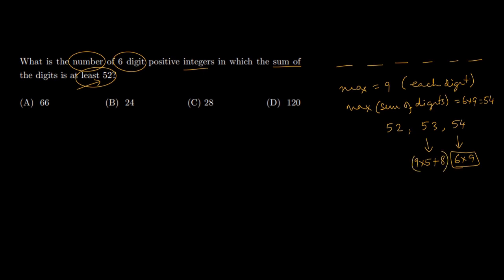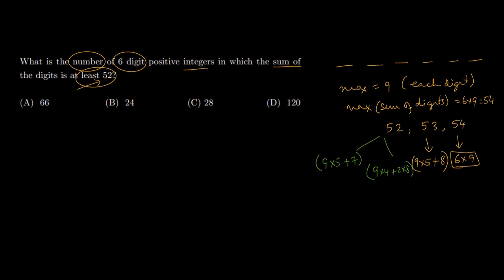9 into 5 is 45 plus 1 8. This is the only combination which gives you 53. What about 52? 52 can be obtained in two ways. I can have 5 9s plus 1 7, which gives me 52, or I can have 4 9s plus 2 8s. This also gives me 52. So these are the possible combinations of digits that we can have.